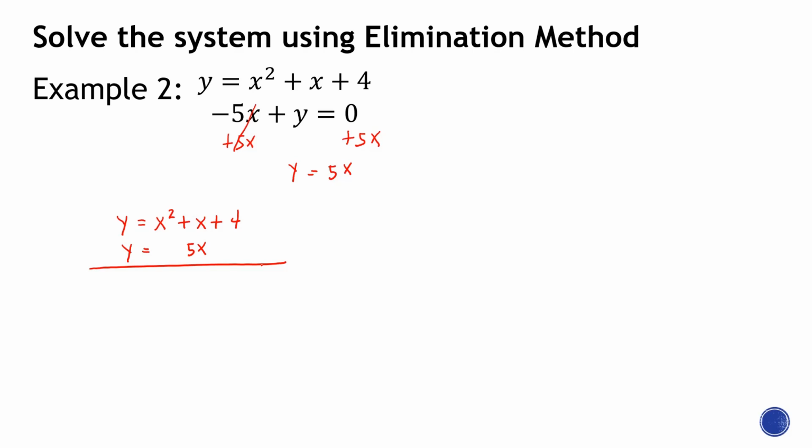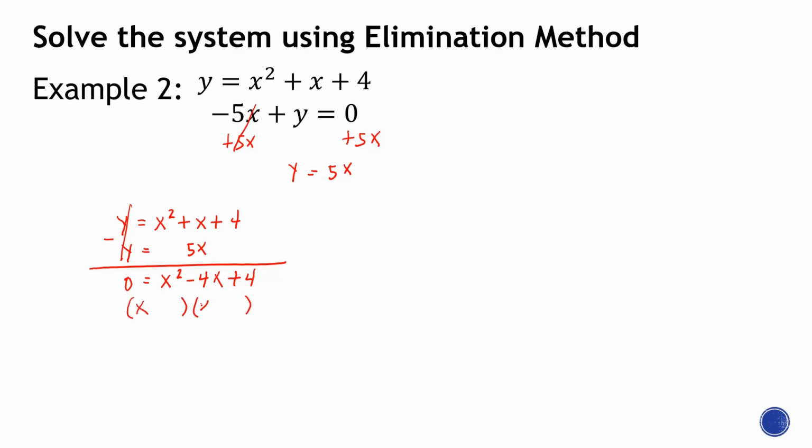Okay, again, you notice I place 5x below x because they are like terms or similar terms. Let's subtract the terms. So this will be equal to 0. This is x squared minus 4x. X minus 5x is negative 4x plus 4. Now let's factor this out.